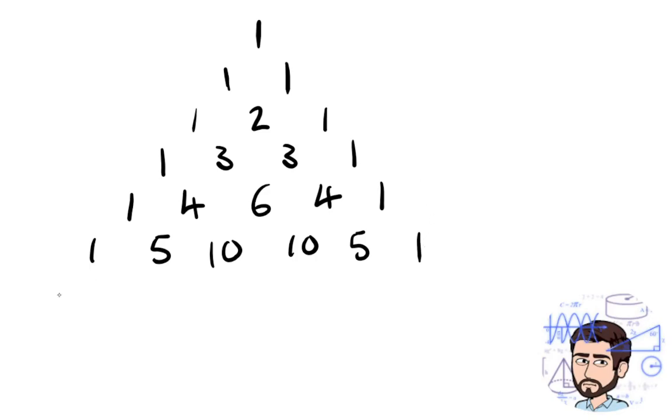And then we'll do one more row. 1 starts off the row, and then 1 plus 5 is 6, 5 plus 10 is 15, 10 plus 10 is 20, 10 plus 5 is also 15, 5 plus 1 is 6, and we end with a 1. And this is Pascal's triangle.